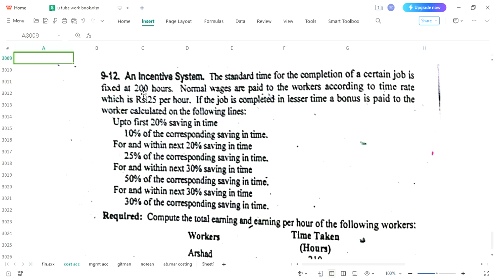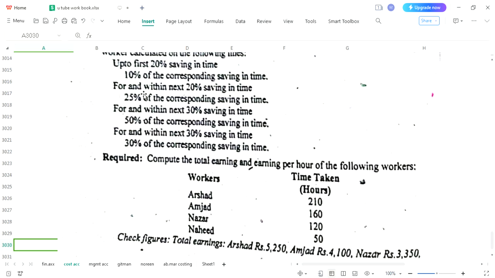The chapter we are dealing with is labor costing, and as you are well familiar, questions 10 and 11 had already been solved. You know very well there is no proforma and no perfect format particularly for this chapter, and we have to arrange and design the solution of the question by ourselves. So again, in 9.12 you can see the volume of the question, and for the first time you have seen this format.